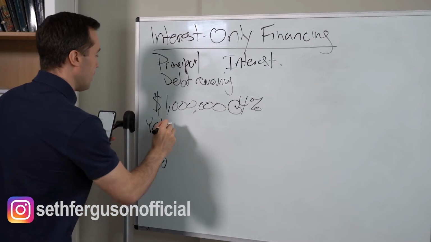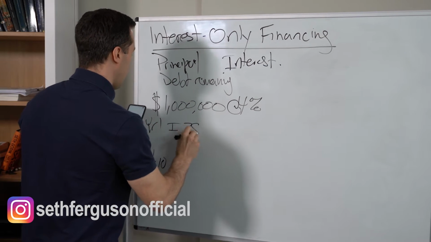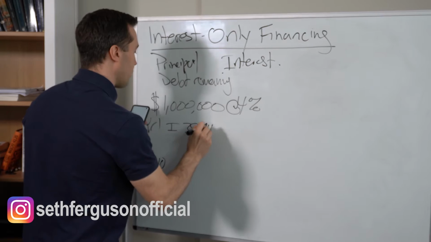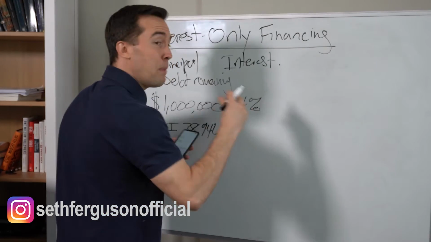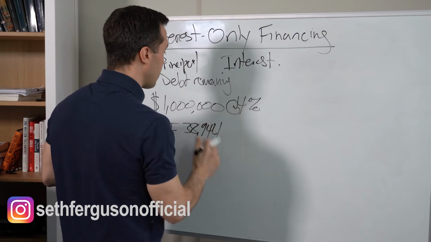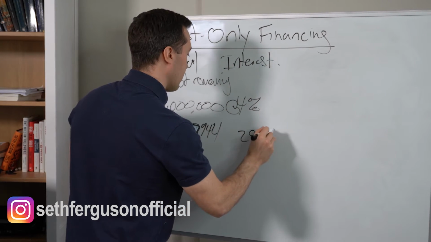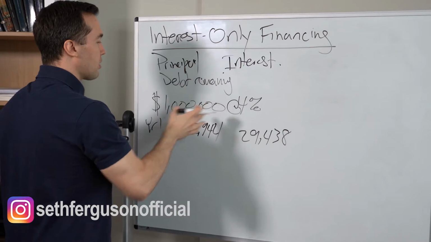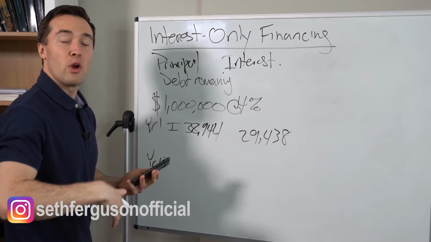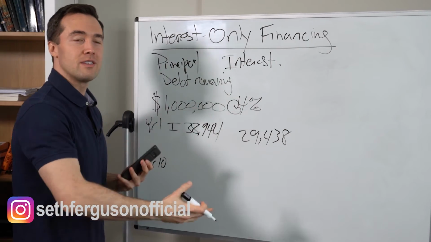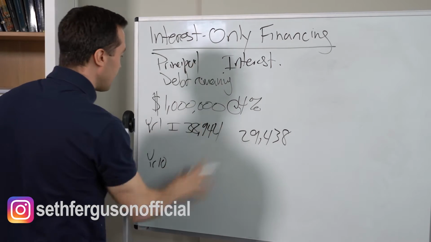In year 1 for interest, we have paid $38,944 in interest. Now the principal, so the amount we've paid down from the total $1 million we've borrowed is $29,438. Depending on your interest rate, you may pay more in interest than you do in principal. When rates go higher, you're paying more interest than you are paying down the principal amount. Now, what happens all the way down to year 10?